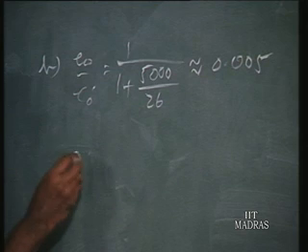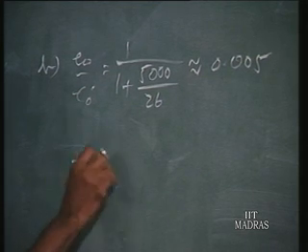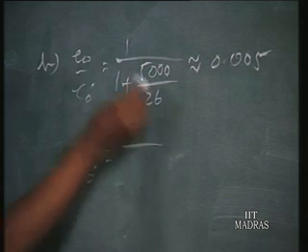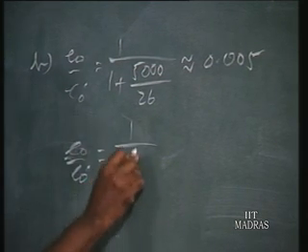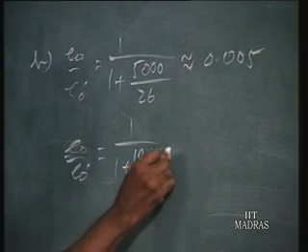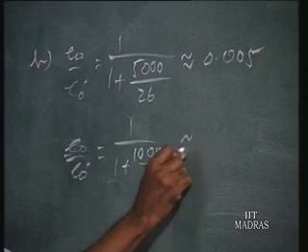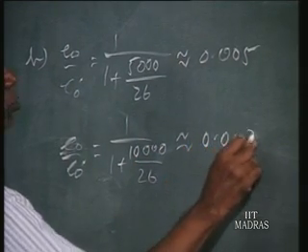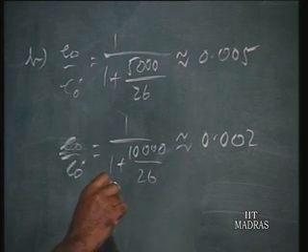Similarly, we find EO by EO dash for the other point of operation in the potentiometer transducer, which is 1 over 10 to the power of 10,000, by 26. This is around 0.0026.